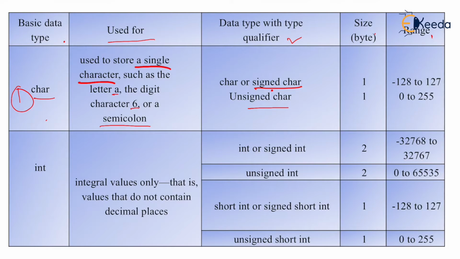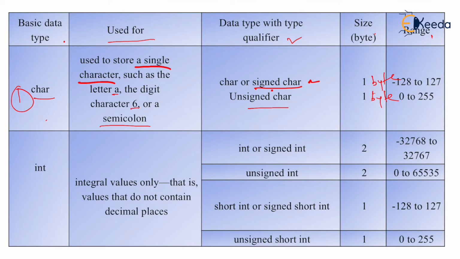Fine. Next, the size for the signed char is 1 byte and the size for the unsigned char is 1 byte, which is very important. You should know what is the size of char. So the size of char is always 1 byte. If you go for any programming language, you should remember the size for the char data type is always 1 byte. And you as well know 1 byte is 8 bits.